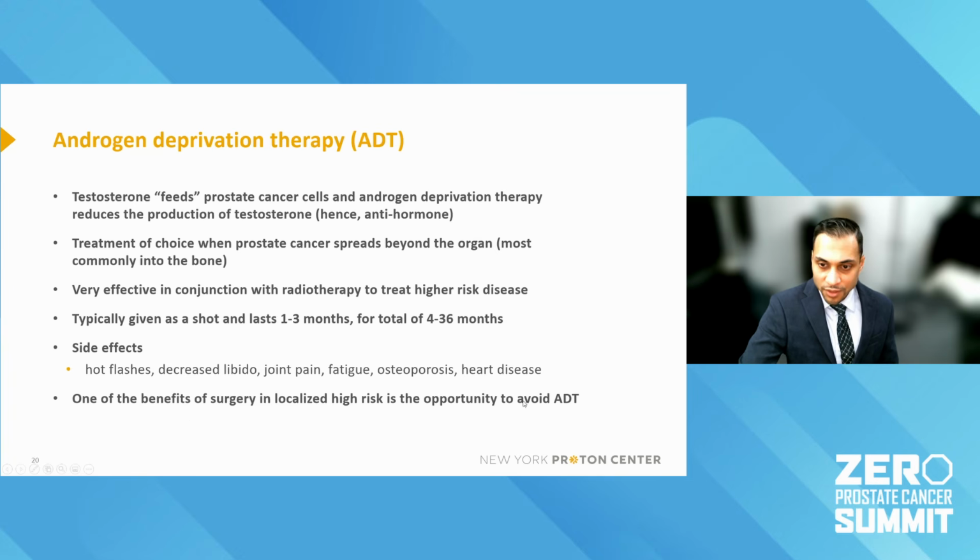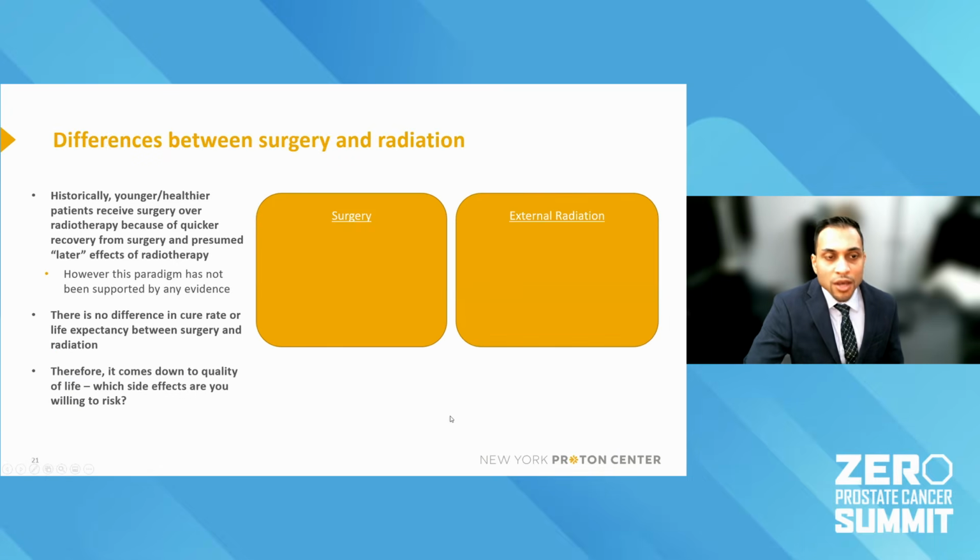If you are a patient that does have a history of heart disease, a history of heart attacks, then it's something we definitely do consider and reconsider giving because we're worried about that in the future. But the vast majority of patients are healthy enough to get ADT successfully. As I mentioned before, one of the benefits of surgery in localized high-risk disease is the potential opportunity to avoid getting ADT and avoid these side effects. Again, I want to mention in high-risk disease, though, there's a 30 to 50% chance that you are not able to remove all the disease, and you'll need it anyways, but it still gives you some opportunity.